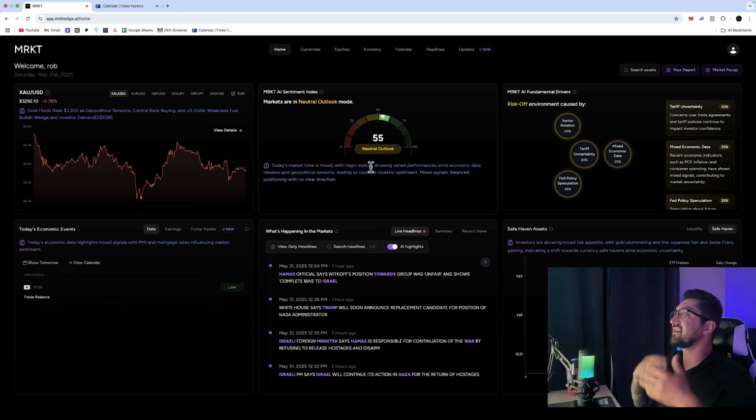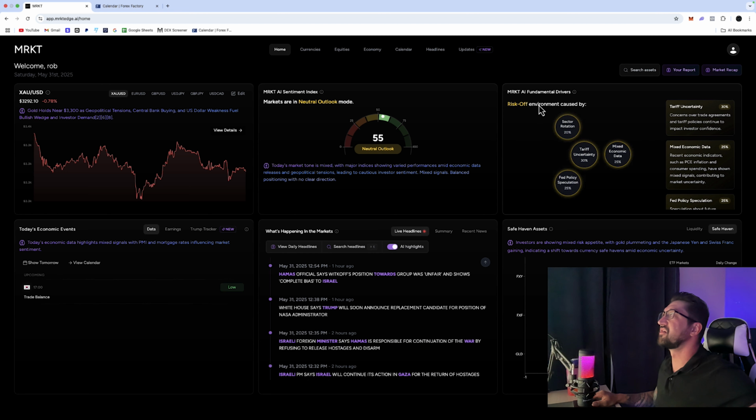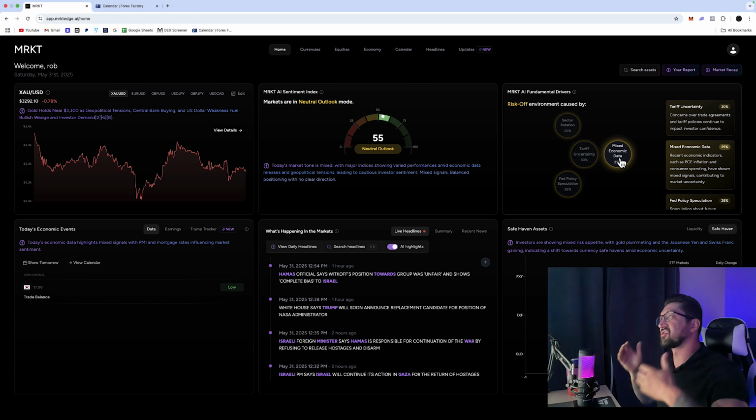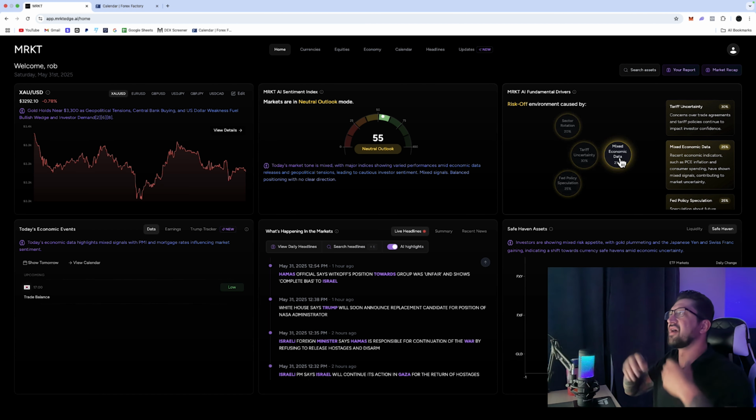So that's how the bias comes along. Now, if you can see what our risk-off environment's caused by: sector rotation, tariff uncertainty, mixed economic data. So right now it's very mixed. Some stuff's bullish, some stuff's bearish. Sometimes these markets are good to sit out for a day or two and wait for it to get more one-sided. It makes it easier to get a bias and it protects your capital.